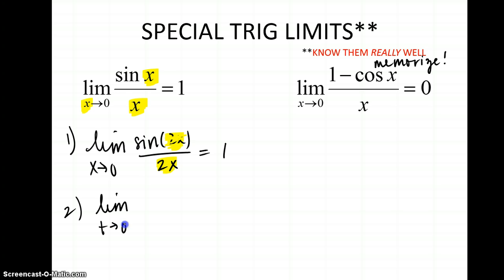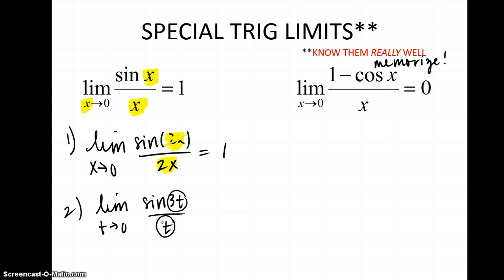Limit as t approaches 0 of the sine of 3t divided by t. Okay, we obviously know which limit we're going to use. Okay, the 1 minus cosine x divided by x won't do us any good. But again, I need this expression and this expression to be equivalent.